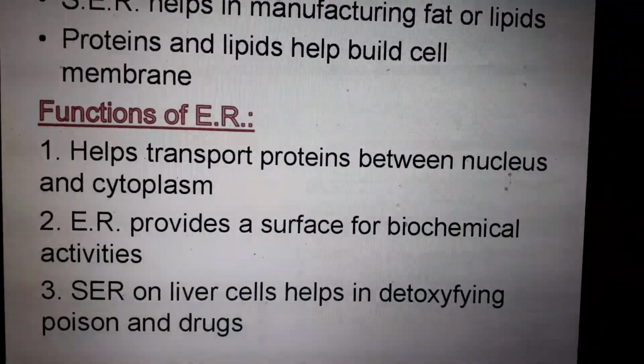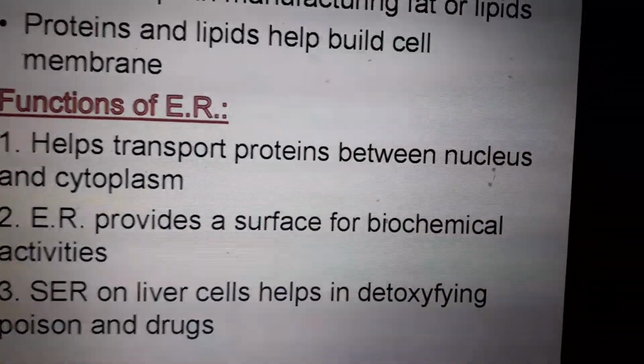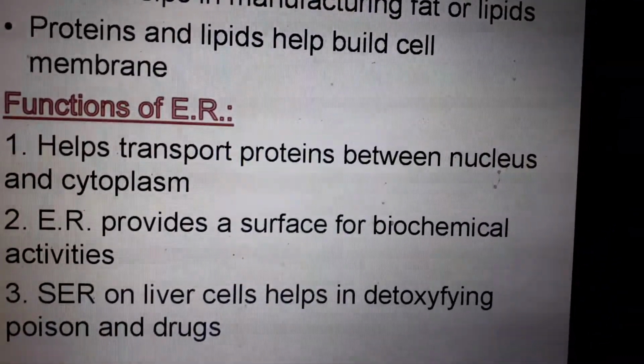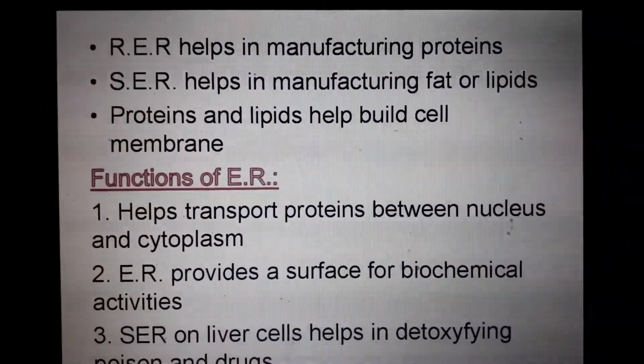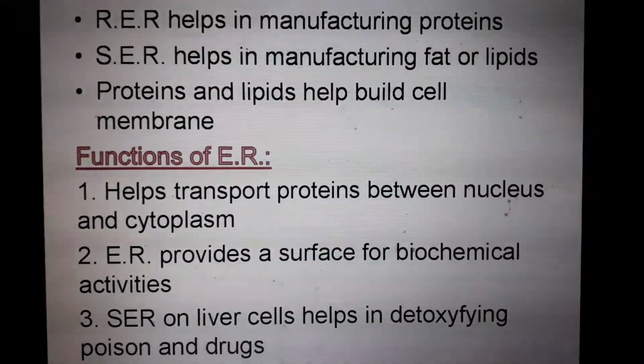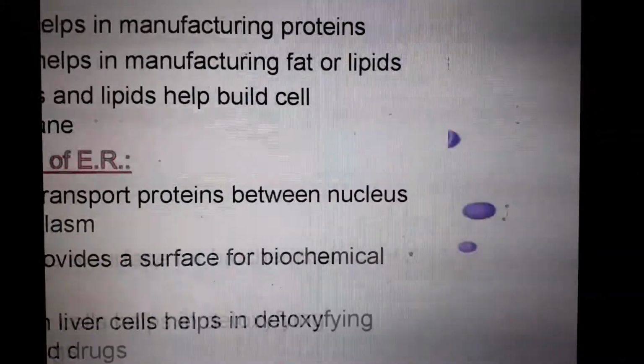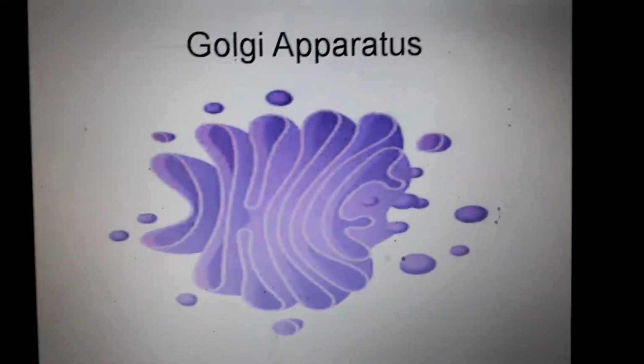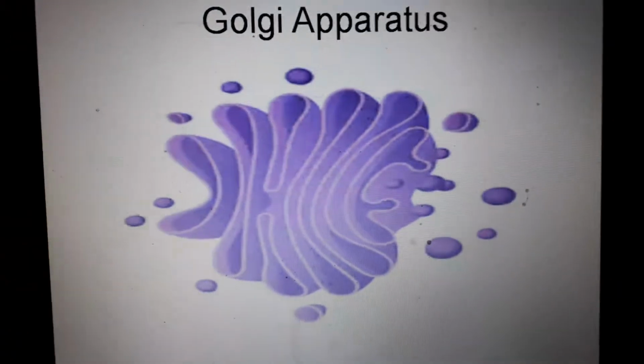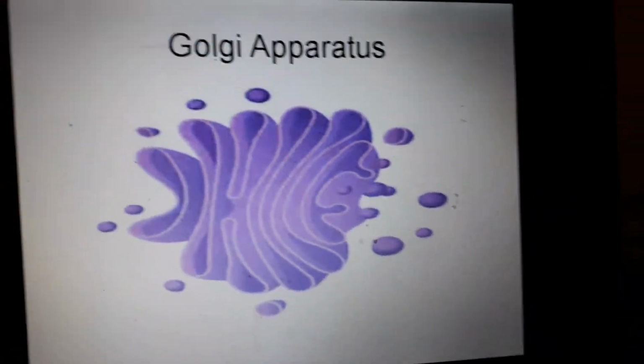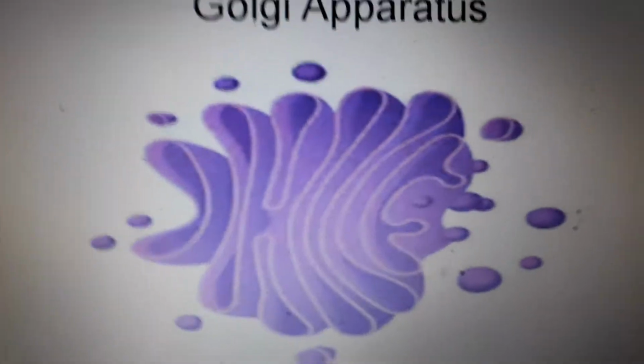The smooth endoplasmic reticulum in liver cells helps in removing poisons and drugs from the body. These are the functions of endoplasmic reticulum. Now let us move towards the Golgi apparatus, Golgi bodies. I want you to look at the structure carefully.